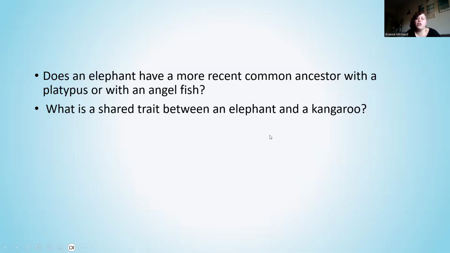And the next question is you're going to look at that phylogenetic tree and try to figure out how these work a bit. So I am asking, does an elephant have a more recent common ancestor with a platypus or with an angelfish? And what is one shared trait between an elephant and a kangaroo? So basically, looking at that tree, try to figure out the answer to these. Again, there is a right answer, but if you get it wrong, you still get credit. It's for you to think about and try to interpret this phylogenetic tree. And yep, really short video.